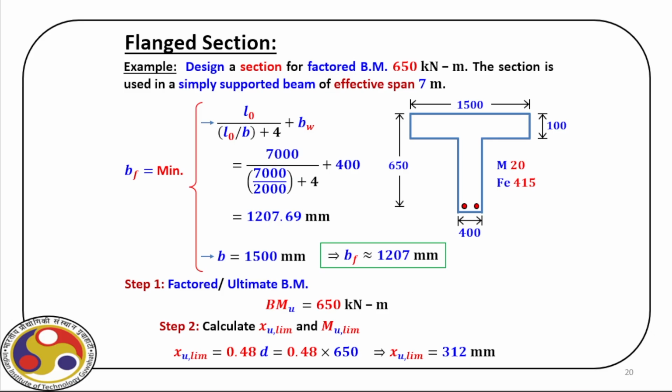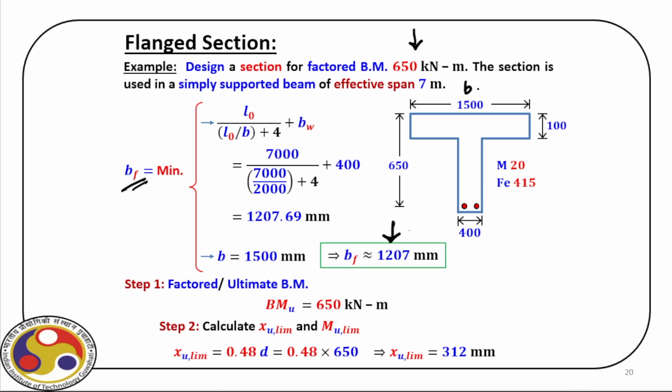So let us take an example. In this example, we have to design a section for a factored bending moment of 650 kilonewton meter. The section is simply supported with L effective as 7 meter, as you can see here. So once we know L effective and it is simply supported, we can find out the effective flange width, and for this problem we have the effective flange width as 1207 millimeter.